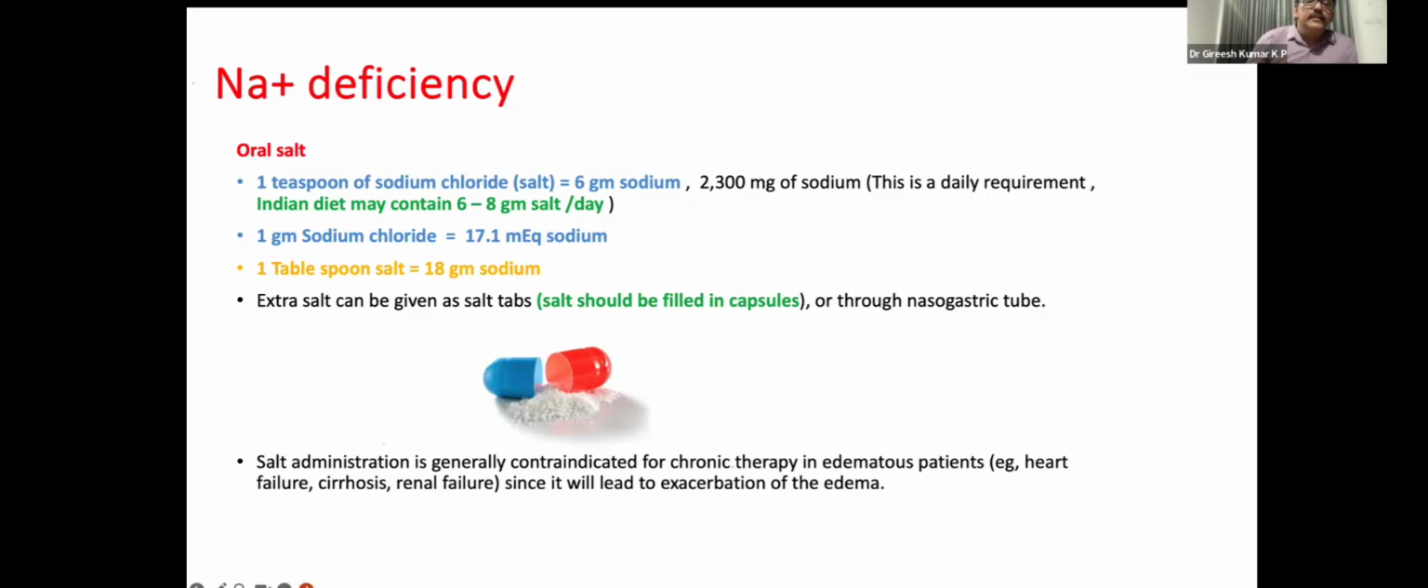Adding too much salt to the diet may not be feasible in normal settings. Each teaspoon of sodium chloride is 6 grams of salt. In a day, knowingly or unknowingly, we take around 6 to 8 grams in a routine diet. So we have to give excess salt to the patient. You may have to give 1 or 2 teaspoons of salt as extra salt to the patient. That can be tried if the patient is taking a normal diet.